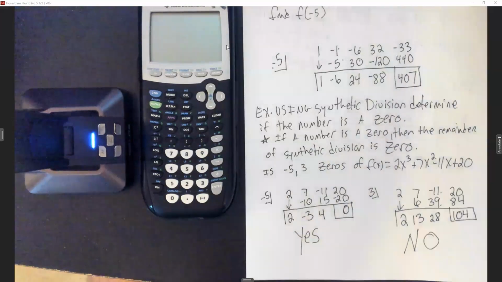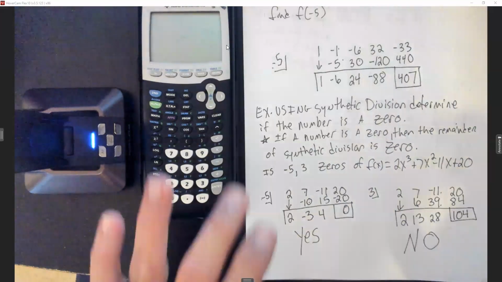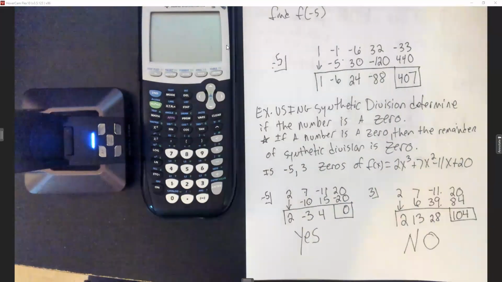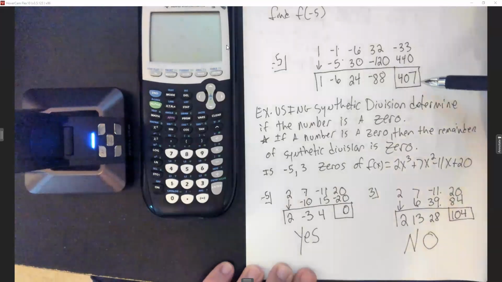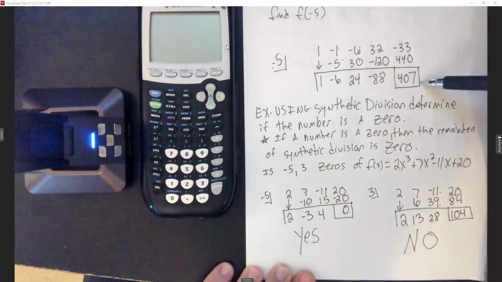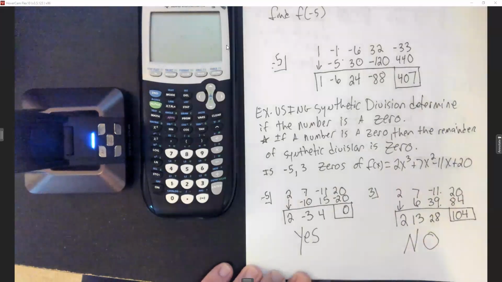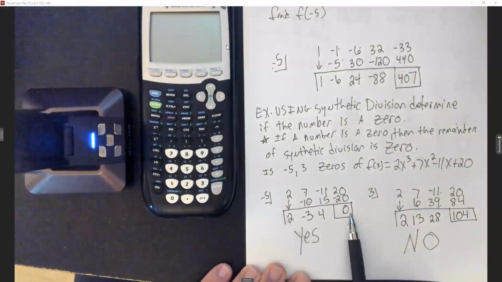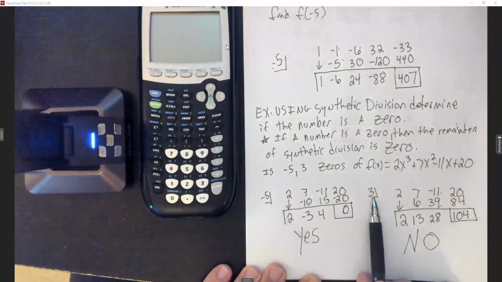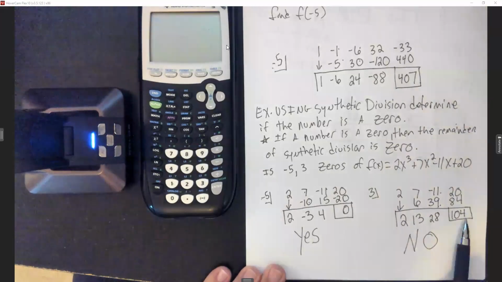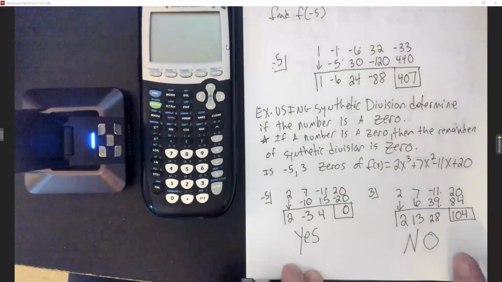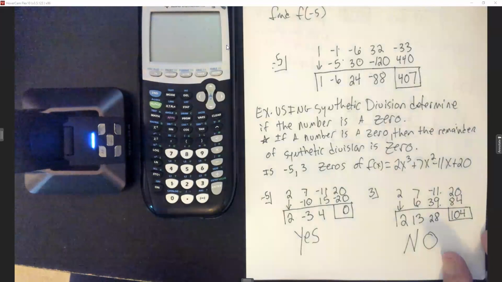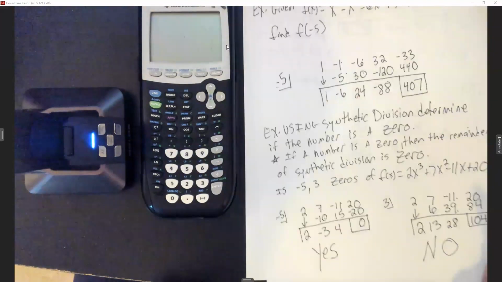Okay, so to find if they're zeros or not, you got to get a 0 remainder. Up here, we were finding function values, and function values were equal to those remainders, which means on this problem I just did, if I wanted to find f of -5, f of -5 would have equaled 0. f of 3 would have equaled 104. But we didn't have to find function values. They just wanted to know, was it a 0 or not, okay? All right, y'all, so the next one's going to be doing the same thing.